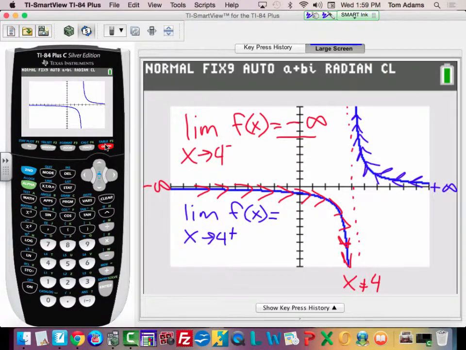What is the y value approaching in the y direction? Positive infinity. So this is equal to positive infinity. Any questions on that? Does that make sense?